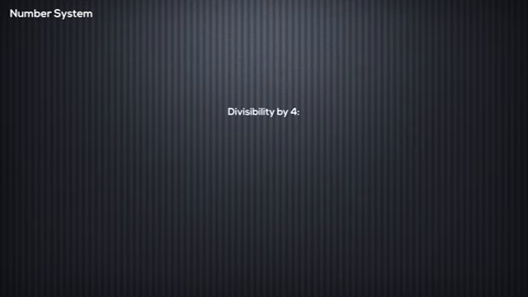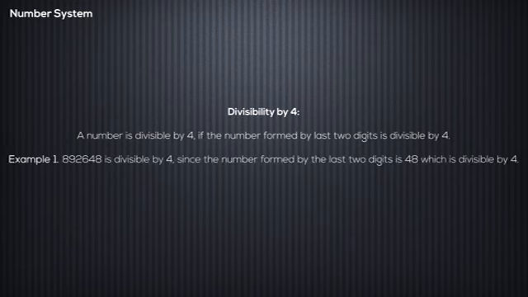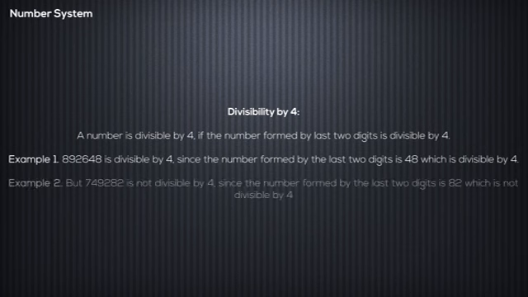Divisibility by 4. A number is divisible by 4 if the number formed by the last two digits is divisible by 4. Example: 8,92,648 is divisible by 4 since the number formed by the last two digits, which is 48, is divisible by 4. Similarly, 7,49,282 is not divisible by 4, since the number formed by the last two digits is 82, which is not divisible by 4.